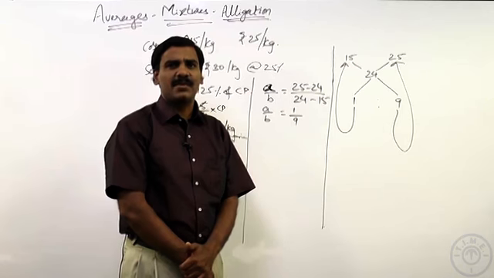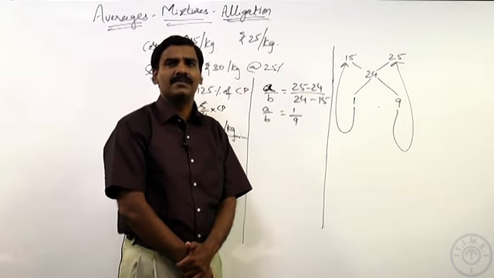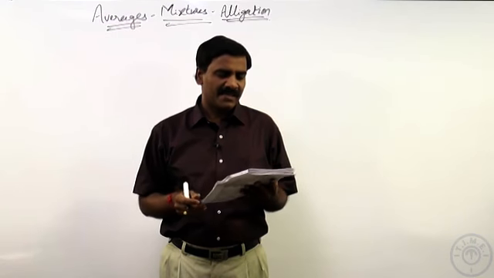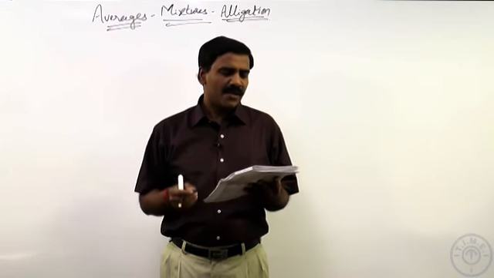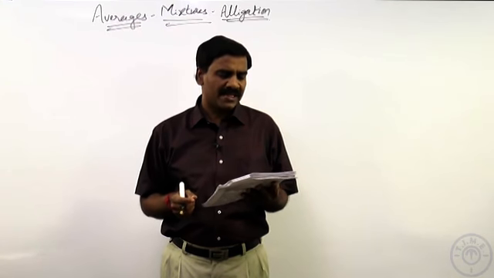Let us look at one more example to understand further problems on alligation rule. A 350 milliliter solution contains 10% of milk. How much water should be added to it in order to bring down the percentage of milk to 7% in the solution?